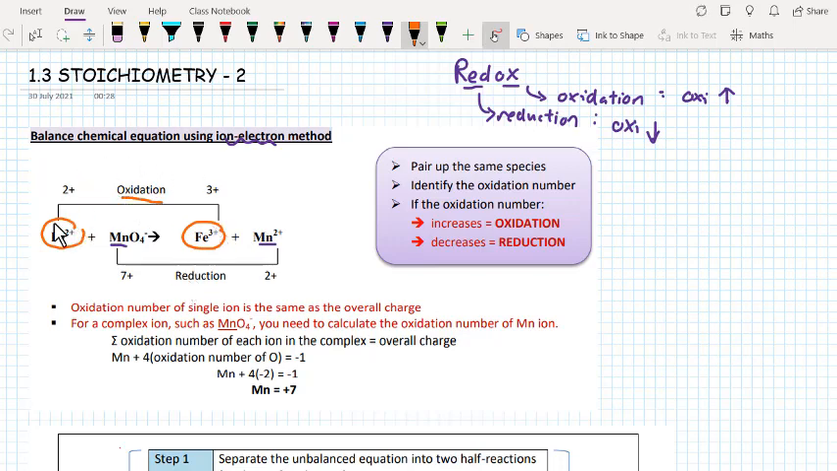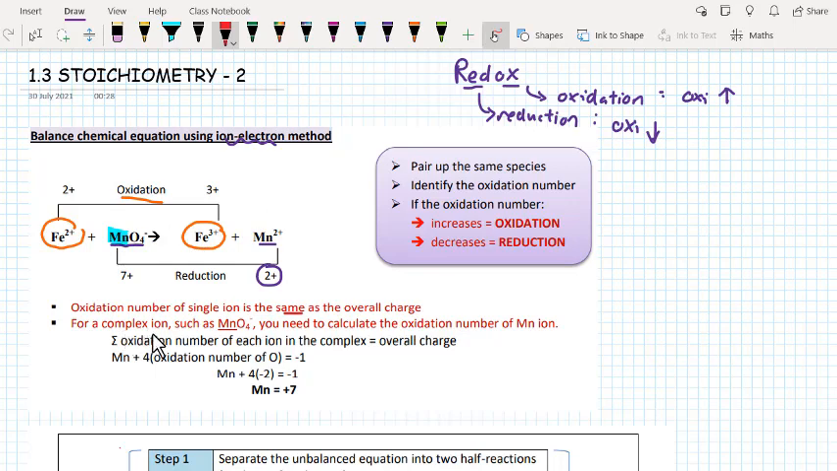But that one is simple because you only have a single, very simple ion. What if you have a compound ion like MnO4- and also Mn2+? For Mn2+, the oxidation number is the same as the overall charge, so we have +2 over here. You need to be able to calculate the oxidation number for manganese, Mn. The point over here is that the oxidation number of a single ion is the same as the overall charge, for example Fe2+ and Fe3+. So very straightforward.